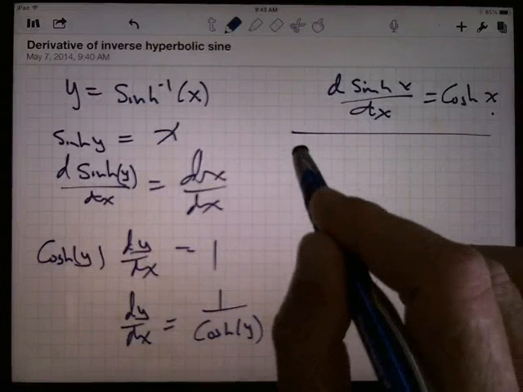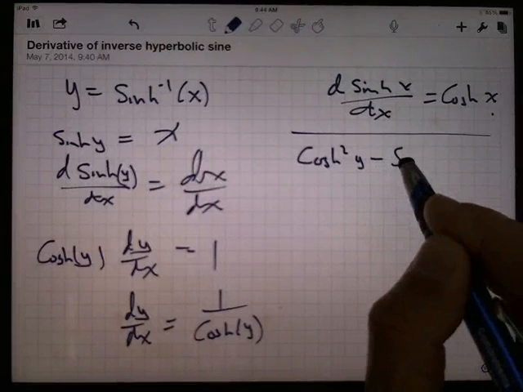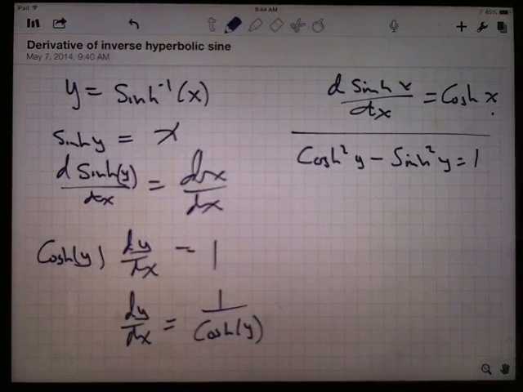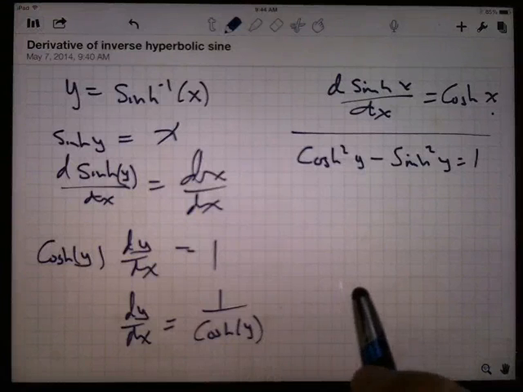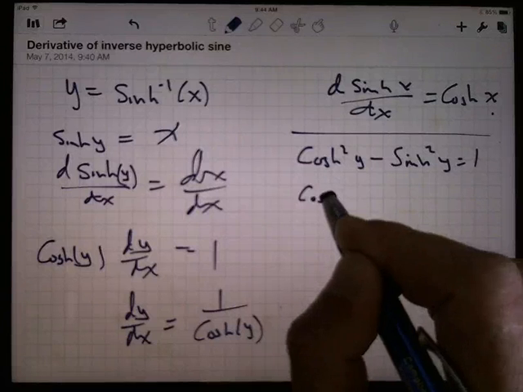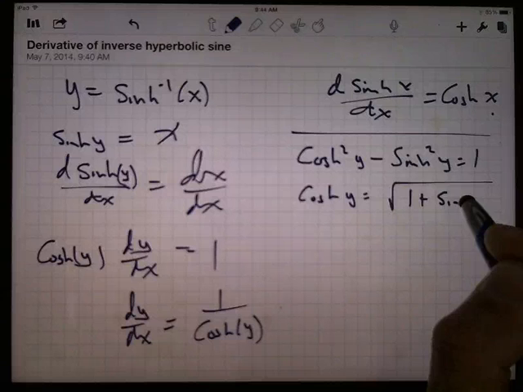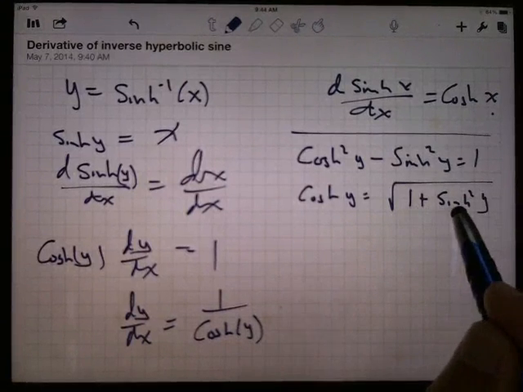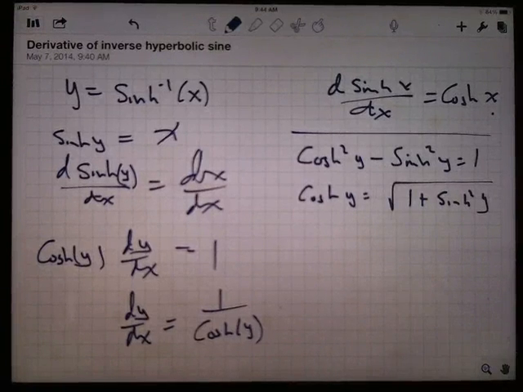Namely, that the hyperbolic cosine squared of y minus the hyperbolic sine squared of y is equal to 1. Right? For any input, cosh squared minus sinh squared is 1. So I can solve for cosh y here, that cosh y is equal to the square root of 1 plus the hyperbolic sine squared of y. If these were regular trig functions, this would have been 1 minus the sine squared, but with hyperbolic ones, you've got a plus sign in there.